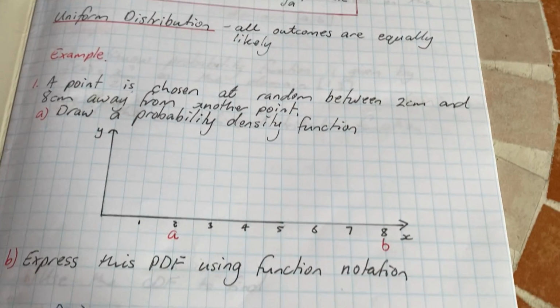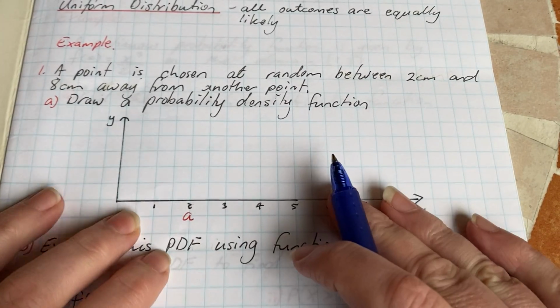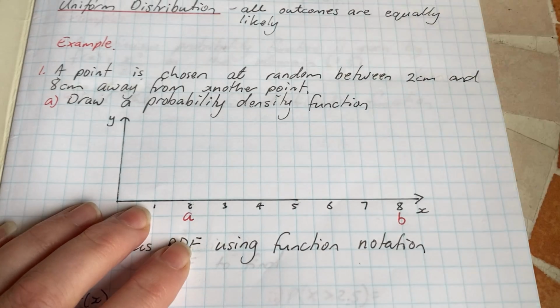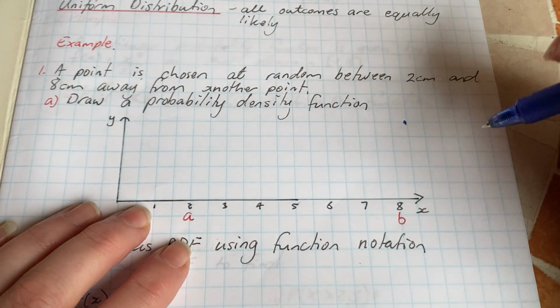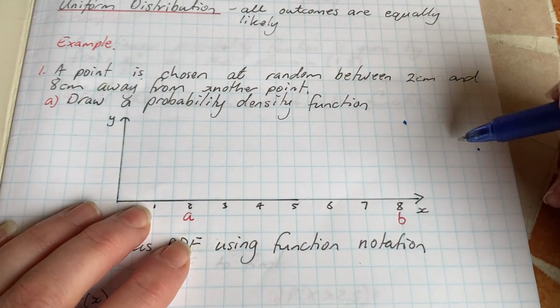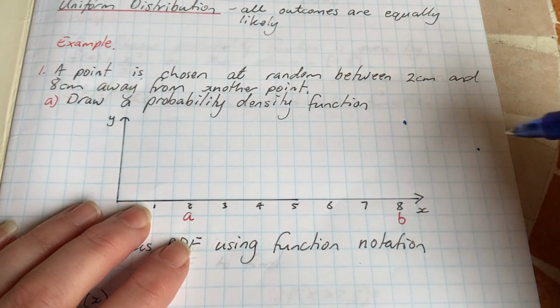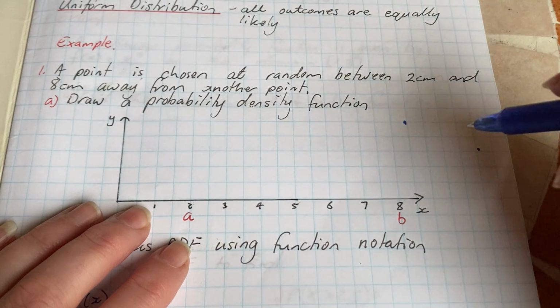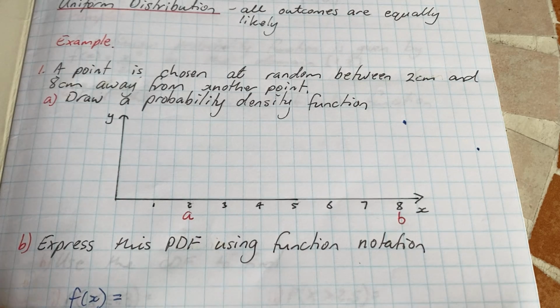This example is quite similar. We've got a point that's chosen at random between 2 centimeters and 8 centimeters away from another point. You've got some point here, and you can choose any point, anywhere, but it has to be more than 2 centimeters away, but less than 8 centimeters away, and it's completely random where you choose that. So it's uniformly distributed between 2 centimeters and 8 centimeters because every point is equally likely to be chosen.